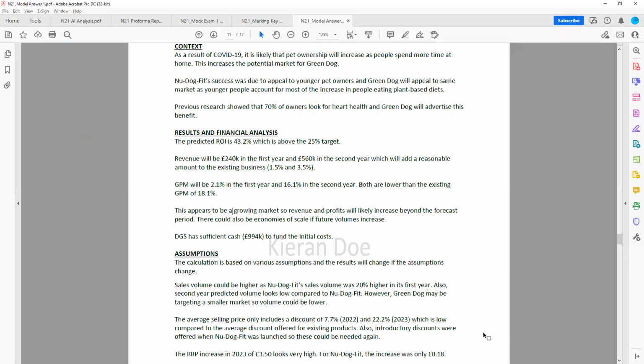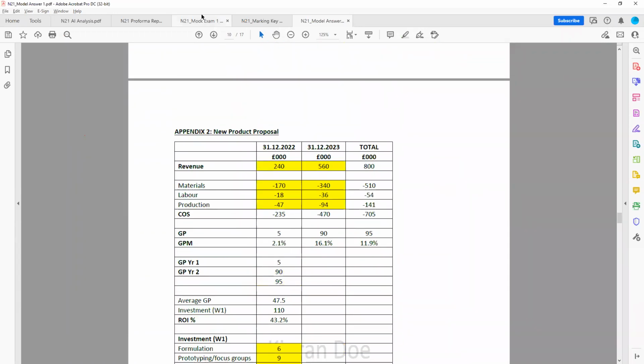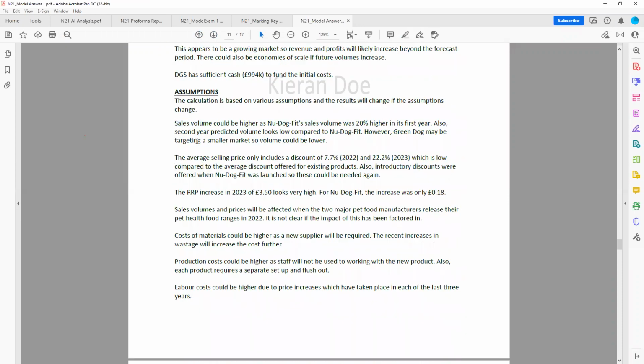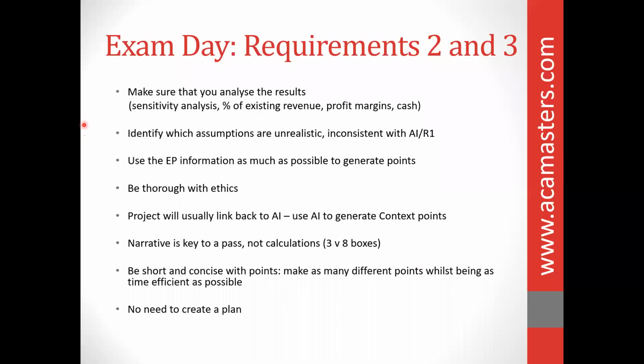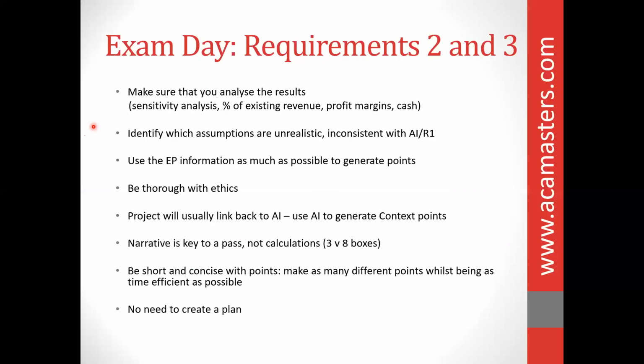So if, for example, it's assuming that sales volume is going to go up by 20%, but we know in the most recent year it fell by 5%, then we would say sales volume is likely to be lower because in the most recent year it fell. So you're always saying why it could be higher or lower, but then justifying why. That's what we're doing here with the assumptions. But always try to compare it to something. Don't just say RRP could be higher or sales volumes could be lower. Always justify why.